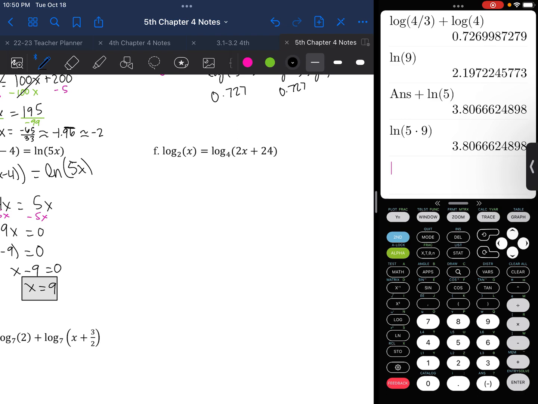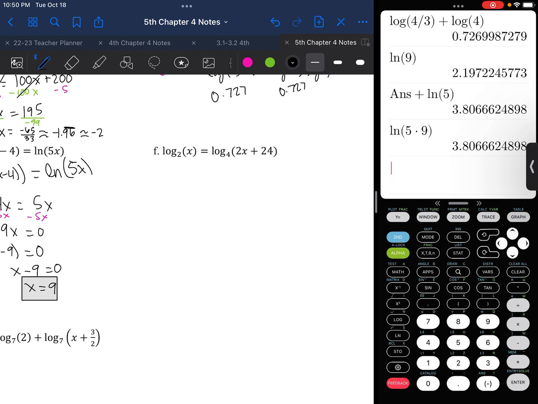Okay, we will talk about this one because it has the two different bases. I want to make sure you guys know how to deal with it if you have more than one base.